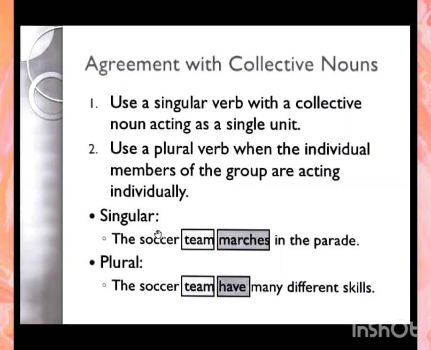Now let's look at singular. The soccer team marches in the parade. Who marches in the parade? The soccer team. And look at the sentence in plural. The soccer team have made many different skills. You can see that team is a collective noun because team means a group of players. So with the team, it is considered as one single unit. We have used the verb marches. And here also team is a collective noun. So we have used have as the main verb.